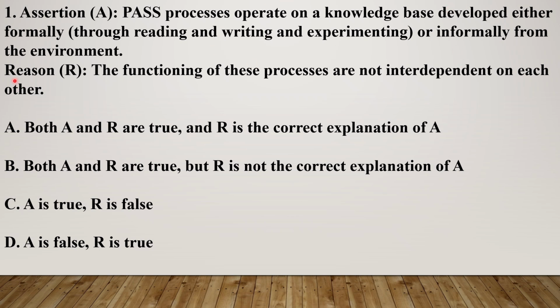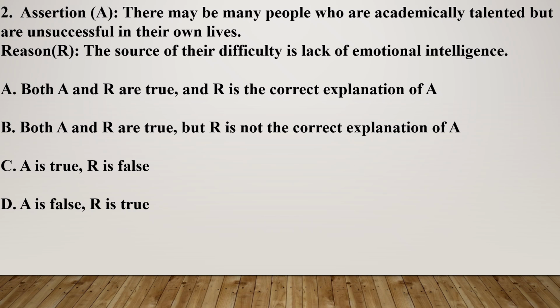We will now read the R part. The functioning of these processes are not interdependent on each other. This statement is false. They are interdependent on each other. If you are having the attention, then only that information will go to the brain for processing part. So this statement is incorrect. So the answer for this question will be A is true and R is false. That is C part.